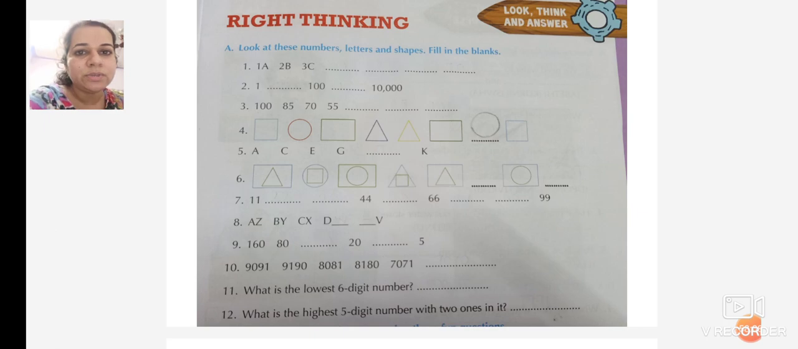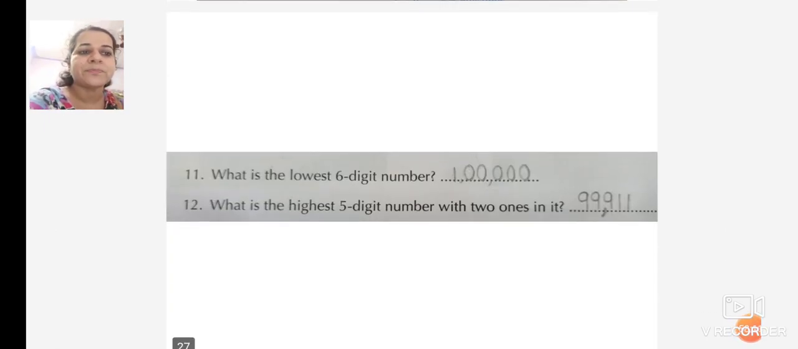Now we'll see how to write it in the textbook. The correct method to write in the textbook is 99,911. Students, I hope you all have understood the blanks.